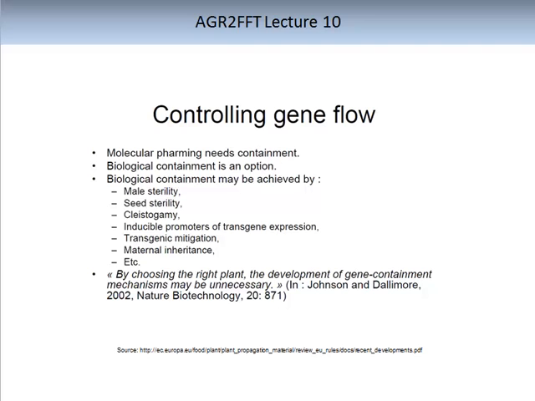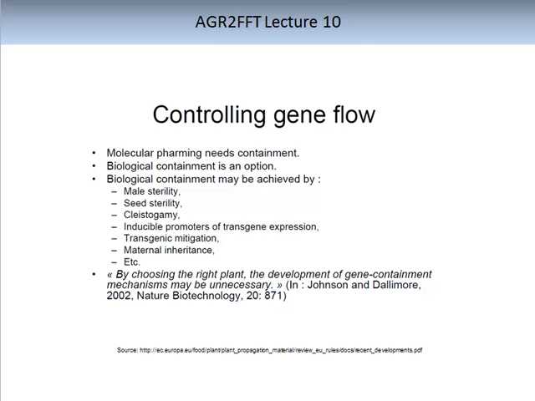One of the very important components of GMOs and risks associated with it is containing the traits or genetics that you do not want to get out into the environment. This was called controlling gene flow. Molecular farming needs containment. There is little discussion, or there is agreement, in the scientific community that this is true.